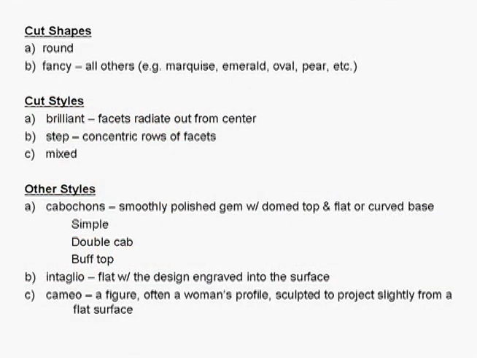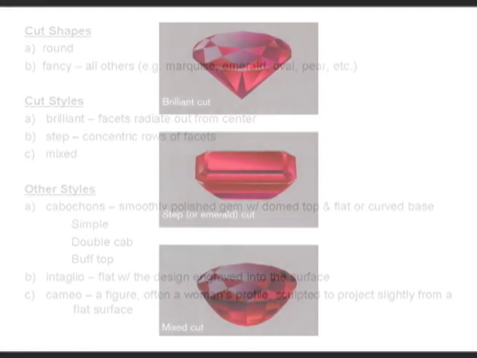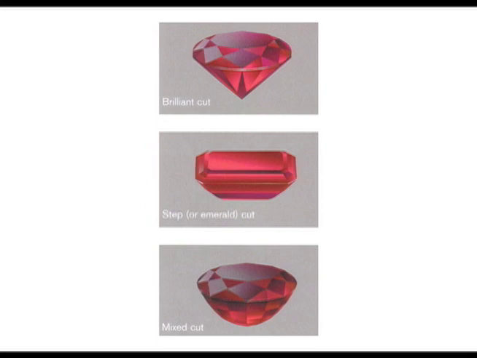How about the styles of cut? Well, you can have brilliant, where the facets radiate out from the center. You can have step, where you have concentric rows of facets, and you can have mixed. So if we look here, you can see the Brilliant cut, which is the most standard cut. If you're going to buy something and you want to maintain the value of it, especially for diamonds, you want to go with a brilliant cut.